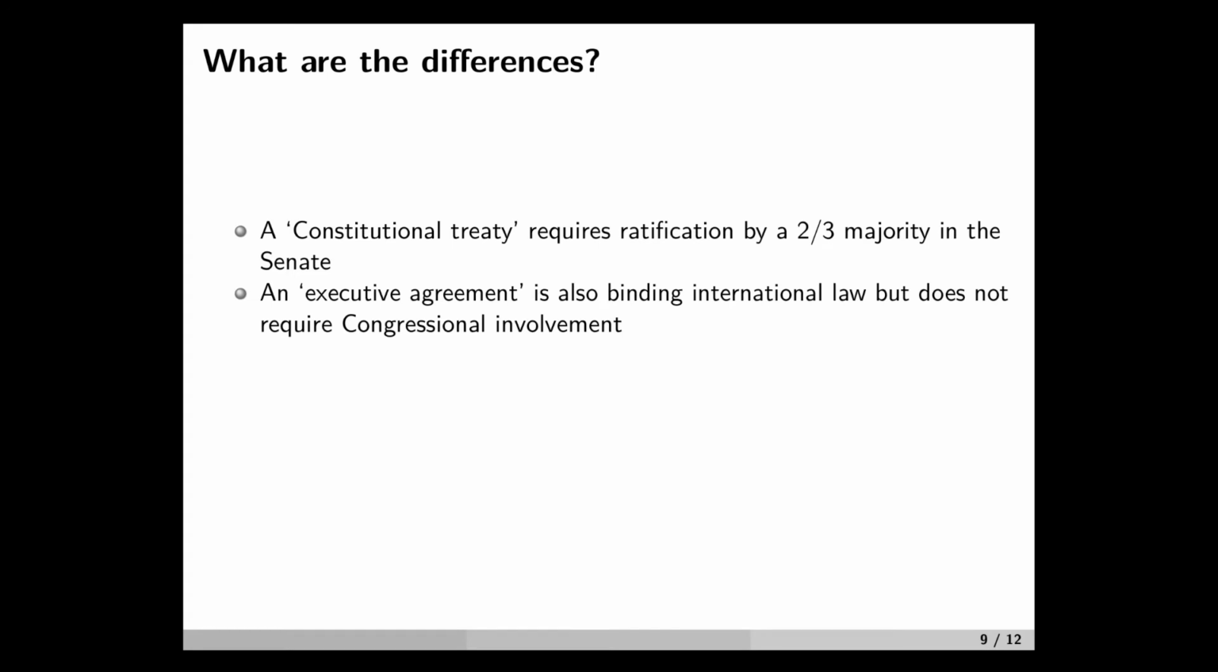Therefore, the United States relies on executive agreements. These are agreements in which the President of the United States, the executive of the United States, agrees to be bound by international law. An executive agreement does not require any congressional involvement or approval.